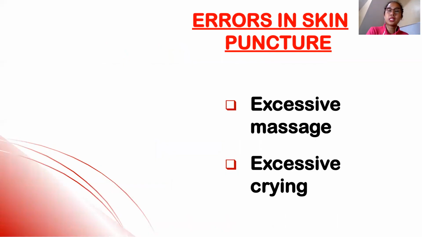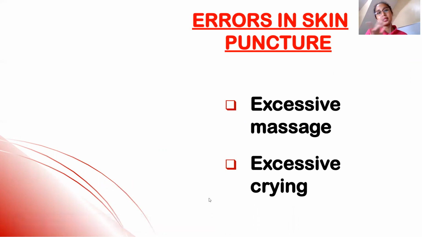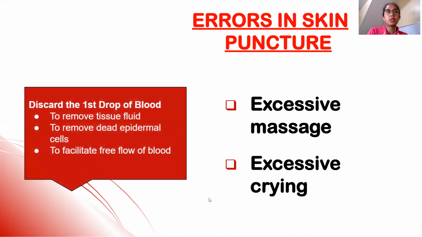So, errors in skin puncture: excessive massaging or milking, because you are pressing, you are increasing the amount of tissue fluid that's contaminating our blood. Excessive crying could increase your WBC. Class, after puncturing the site, remove the first drop of blood. Removing the first drop of blood could remove the tissue fluid, remove the dead epidermal cells, and facilitate free flow of blood.